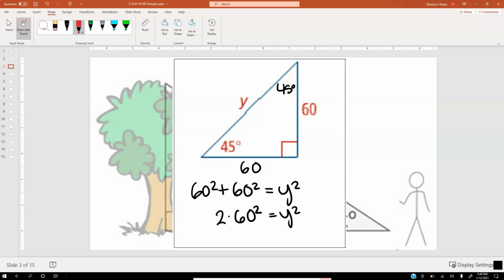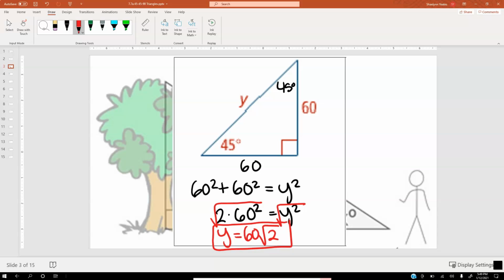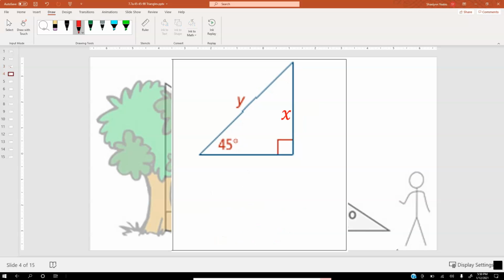So if I wanted to solve for y, I would take the square root of both sides. And you're about to see why I kept it 2 times 60 squared. So if I take the square root of y squared, I'm just left with y. And on the right, I can't take the square root of 2, but I can take the square root of 60 squared, and it is just 60. So I find that y equals 60 square root 2. It's kind of interesting. Okay, let's check this out.